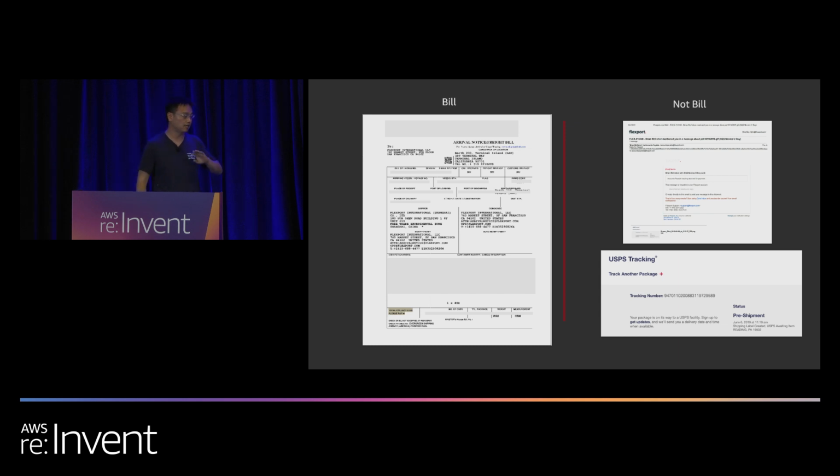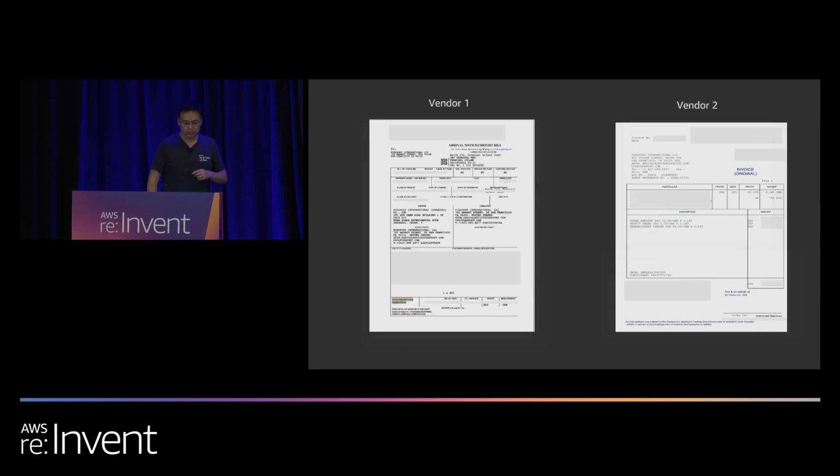On the left-hand side is a bill we receive from the carrier, and on the right-hand side are all different kinds of PDF documents. We need to train the system to say which one is a bill and which one is not. And then the next step is, now that we say this is a bill, we need to identify which vendor it is from.